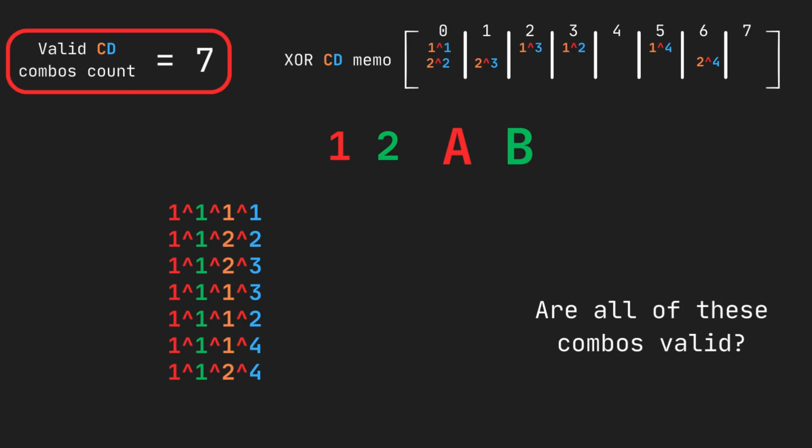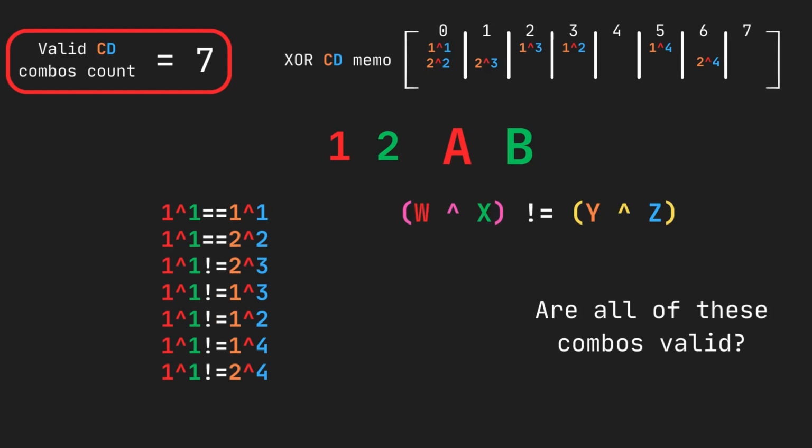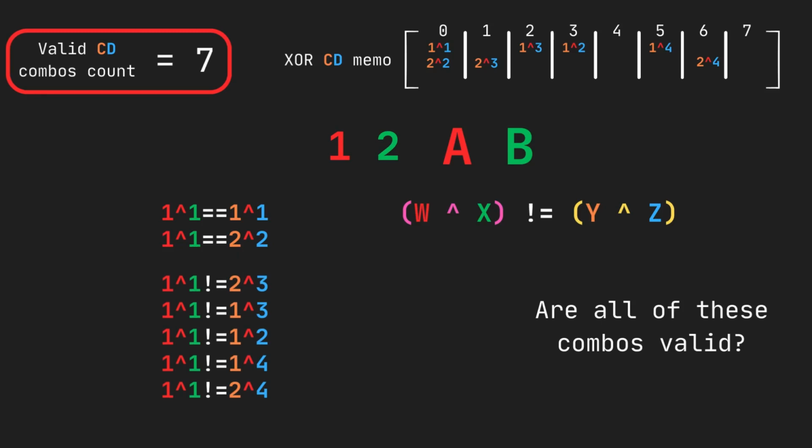But are all these combos valid? And remember our rule, where the value for the first group cannot equal the second group. And in fact, we see that we do have some situations where they are equal. That's a bit of a problem. How do we account for those? How do we eliminate those?